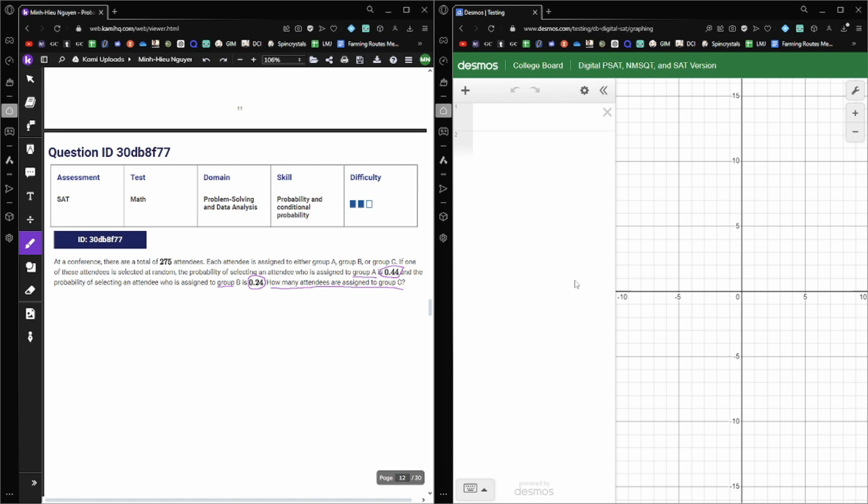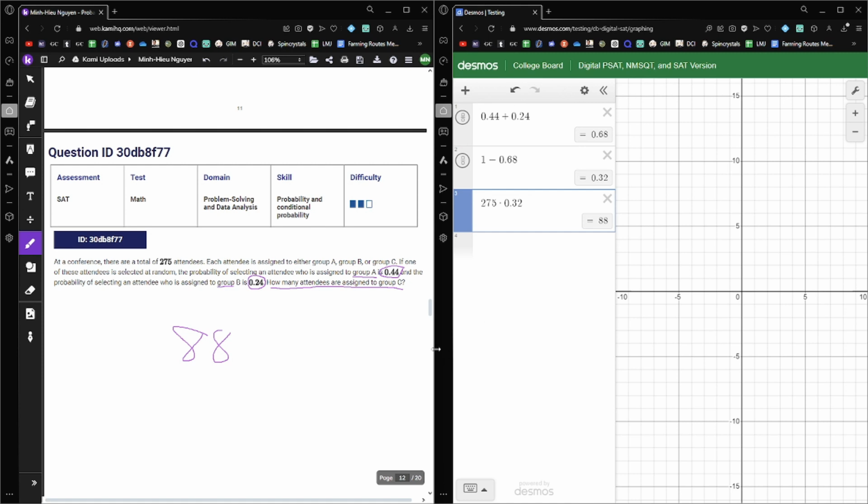Alright, so here I am on Desmos, and the first way you can do it is just add up the probabilities. We know a probability is a fraction, so it's all just going to equal 1 in the end. So 0.44 plus 0.24, that's 0.68. Then 1 minus 0.68. The probability of getting assigned to group C is 0.32. Now all we have to do is multiply that number by 275, which is our total. 275 times 0.32 is 88. So there will be 88 attendees.